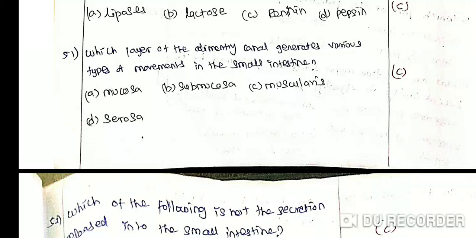Which layer of the alimentary canal generates various types of movement in the small intestine? Option A mucosa, option B submucosa, option C muscularis, option D serosa. The correct answer is option C muscularis. Various types of movements are generated by the muscularis layers of the small intestine. These movements help in the thorough mixing of the food with various secretions in the intestine and thereby facilitate digestion.